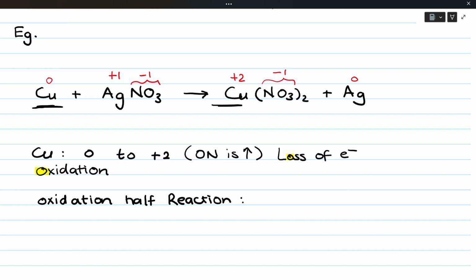Okay, my oxidation half reaction. Let's write it down. Now remember, before I get into writing down the oxidation half reaction, there's a rule that we need to remember. Where do I put the electrons? Oxidation means that I'm losing electrons. So do I show that electron on the left-hand side or the right-hand side? That's the first thing.